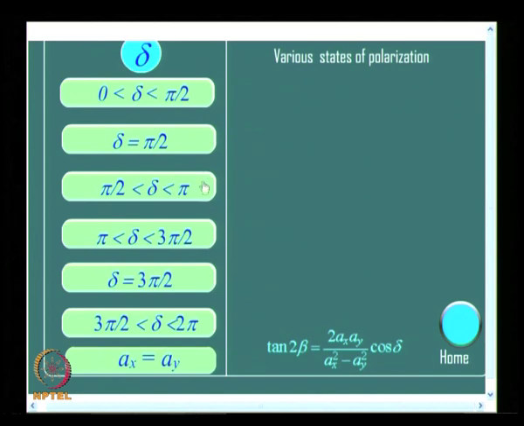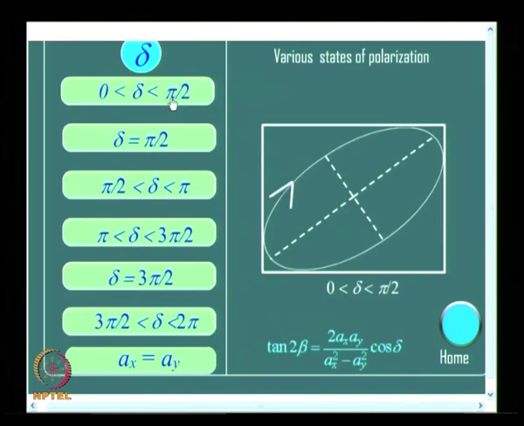In addition, what you find is, when I have delta in different ranges, 0 to pi by 2, or delta equal to pi by 2, or between pi by 2 and pi, and you actually plot the trace of the light ellipse, you find the rotation is different. That is what is illustrated in this series of graphs. When delta lies between 0 and pi by 2, I have to plot the resultant vector, the trace of the light vector, as a function of time.